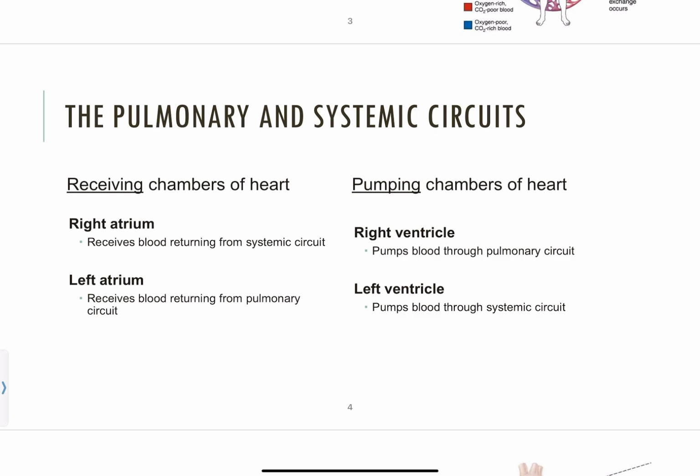So the heart has 4 chambers that help support this dual circulation, and the right atrium is going to serve as our receiving chamber for low-level oxygenated blood returning from the systemic circuit. And our left atrium is going to receive heavily oxygenated blood returning from the pulmonary circuit. So the atria are our receiving chambers. The ventricles are considered our pumping chambers. So the right ventricle is going to pump blood into the pulmonary circuit towards the lungs, and our left ventricle is going to pump blood into the systemic circuit to help supply our body tissues and organs.